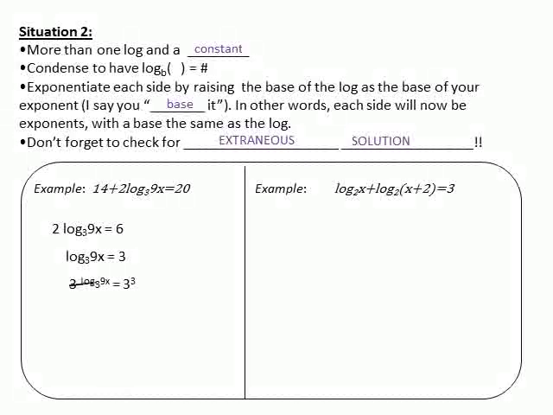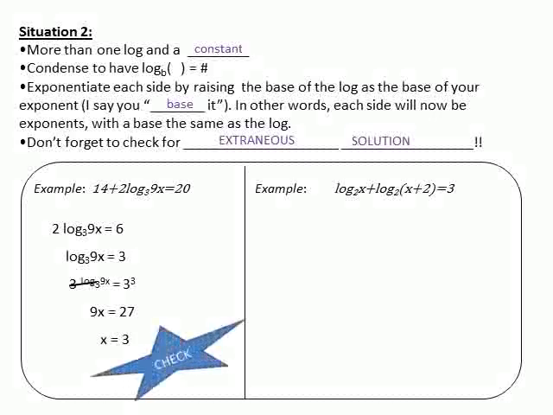When you do that, the 3 and the log base 3 will cancel each other out, so you'll be left with 9x. The 3 to the third is just 27. So the base of 3 to the log base 3 cancels each other out, leaving you with just 9x. 3 to the third is 27, so you'll leave it there. Divide by 9, and you get an answer of x equals 3.